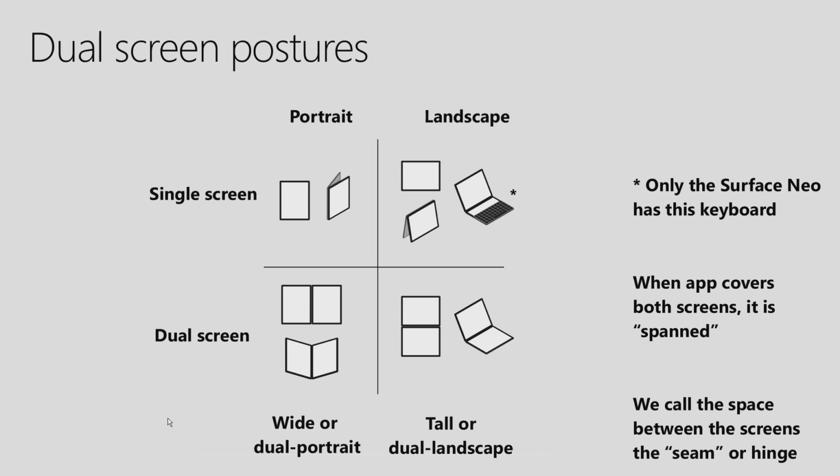One last piece of terminology. We call the space between the two screens the seam or hinge. On the Surface Duo device, the seam represents pixels that aren't drawn, so app content can be hidden behind it. On the Surface Neo, the seam has zero width, so that's a difference to be aware of. We have a custom control available to help you take this into account automatically, but we'll cover that shortly.